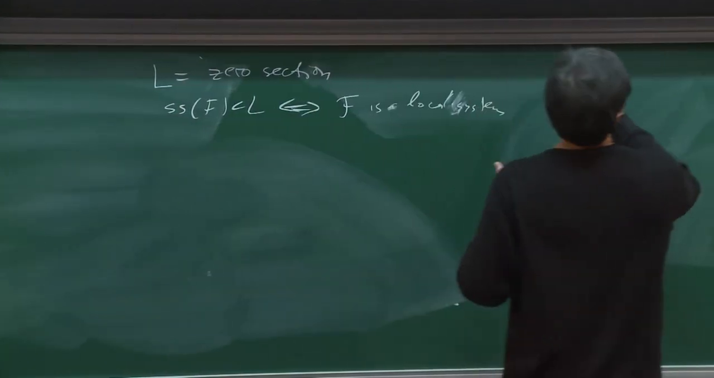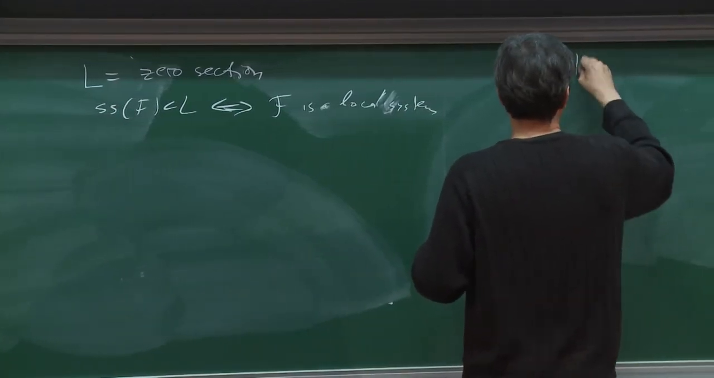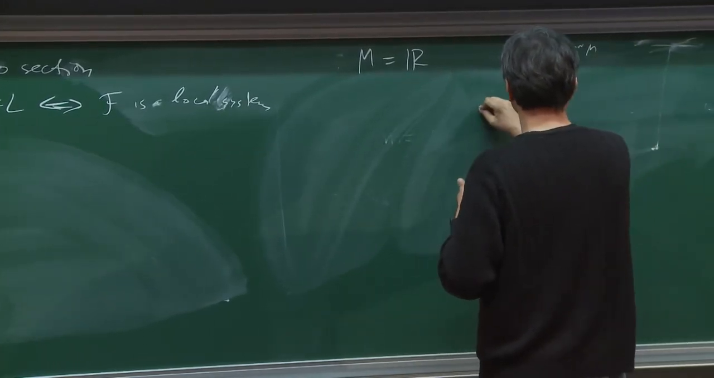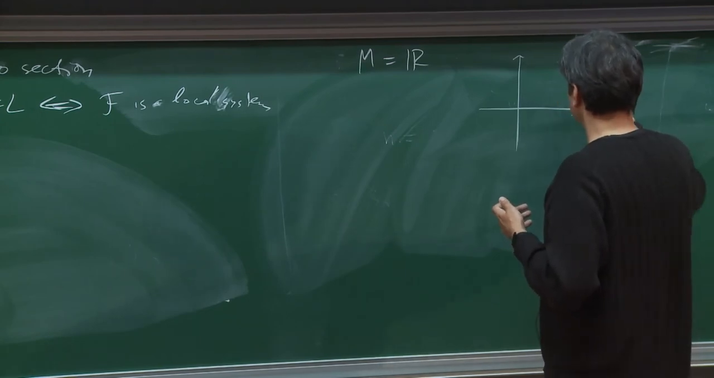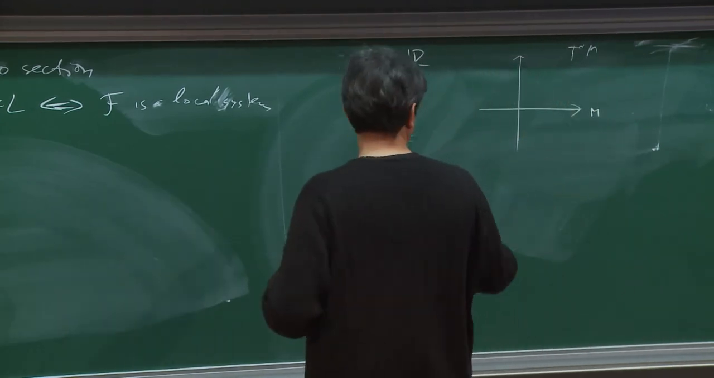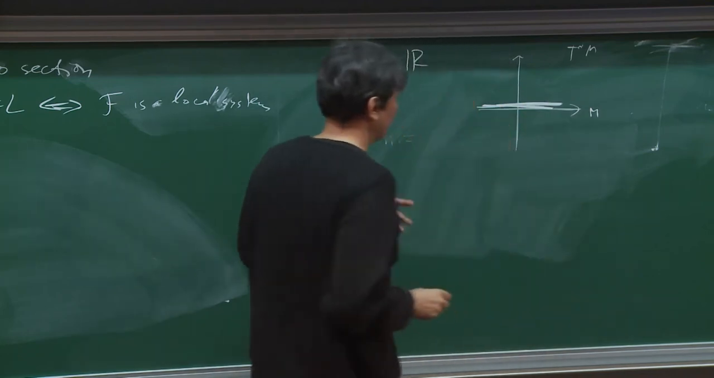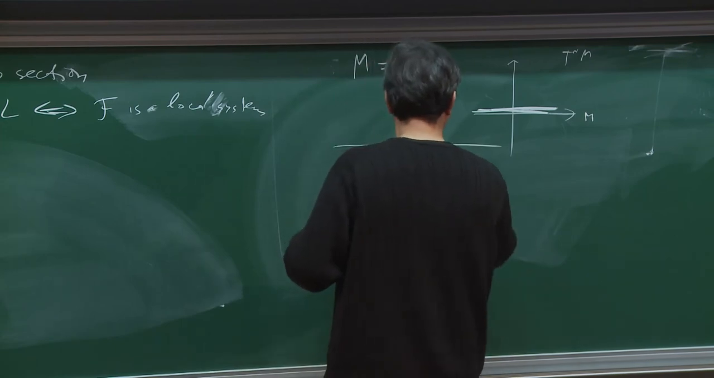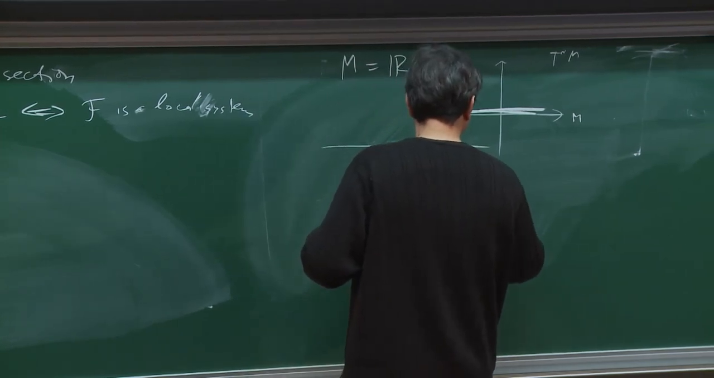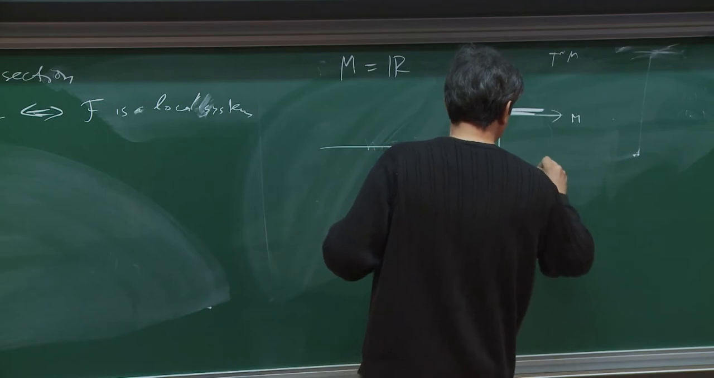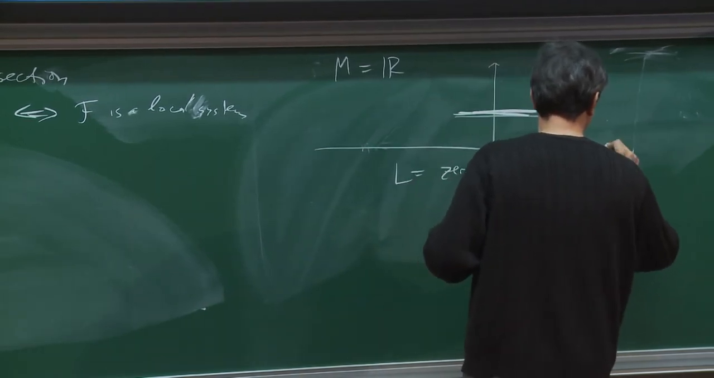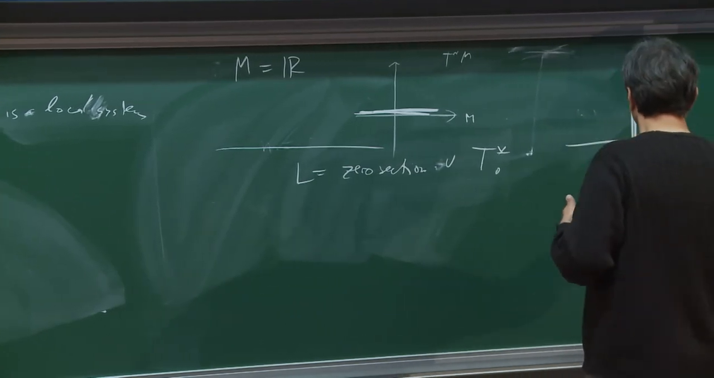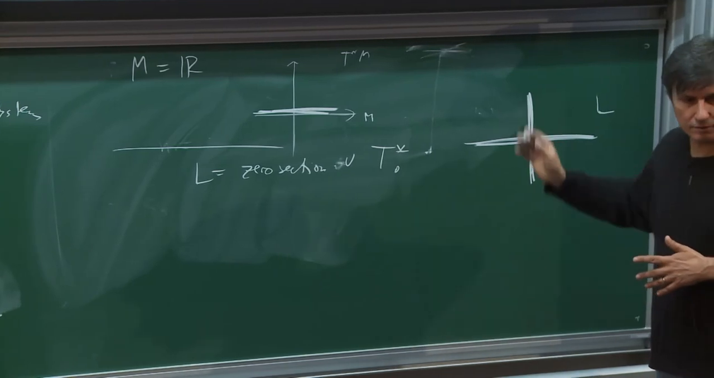Let's do the case of just one variable, M equal to R. So the cotangent bundle to M is M and the cotangent fiber. When L is the zero section, we get a local system. But suppose now L is the zero section in union with the cotangent fiber at zero. So L will be a coordinate cross.